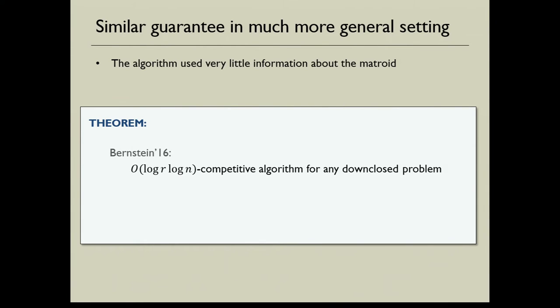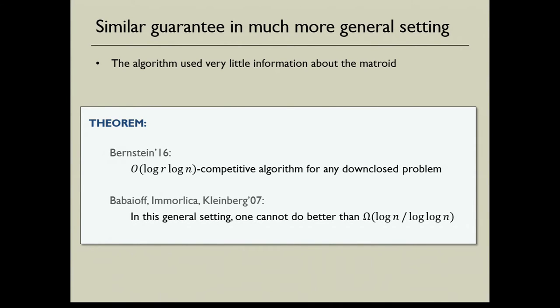Okay. So here, for example, you could have NP-complete problems like independent set. But you can still get a log n. You assume that you have an oracle that can solve this problem. So it's not polynomial time, but it can be computable. And that's quite tight, because they also showed in the paper that in this general setting, you cannot do better than log n over log log n. So our goal is to do better using the matroid structure, because these algorithms don't use the matroid structure.